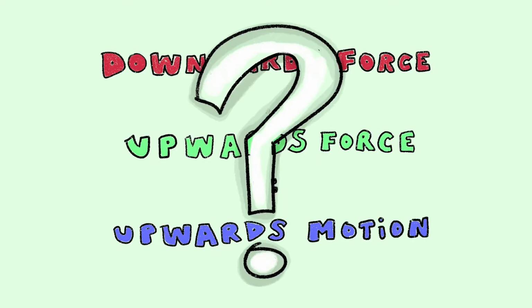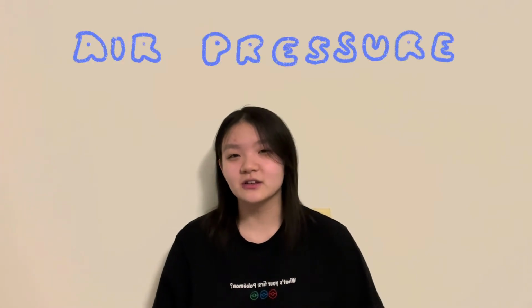However, why does the air push it upwards? The Coanda effect and Bernoulli's principle can be used to explain it. But first, to understand these concepts, we must understand air pressure. Air is made up of several invisible gases that all have a mass. This mass is made up of molecules that move in rapid random motion. This motion causes a force called air pressure.